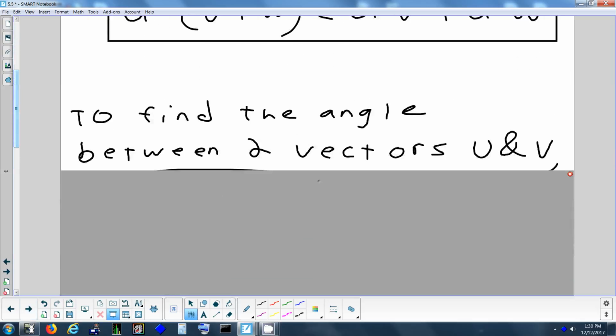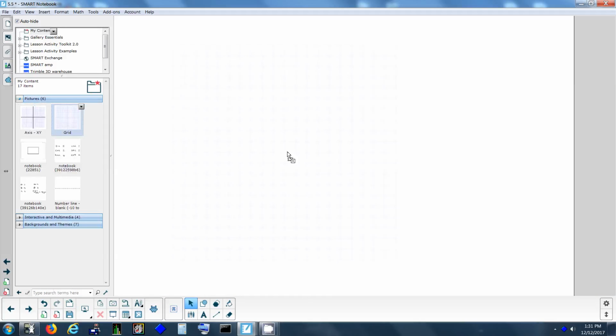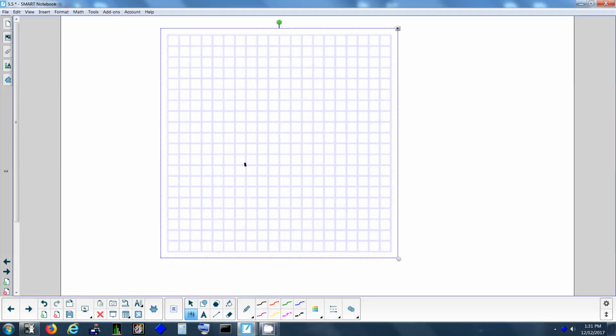All right, so what the dot product allows you to do is find the angle between two vectors. Now, say I just have a piece of graph paper, and let's say I had that vector and that vector. Could you find the angle between those two vectors right now without what I'm about to show you? Probably not. It'd be very difficult.